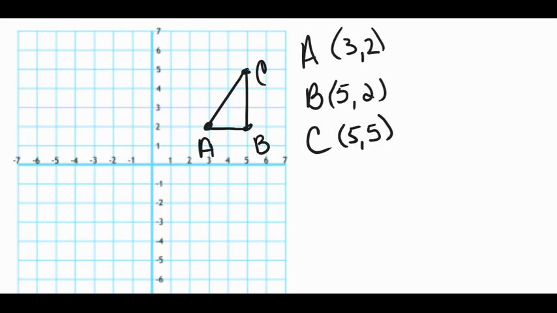Okay, today we're going to talk about translations. A translation is a transformation that just slides the shape. So we might move left, right, up, down, or some combination of that, but we're just sliding the shape. It will stay exactly the same. It will face in the same direction. It will be the same size and the same shape when you're done.